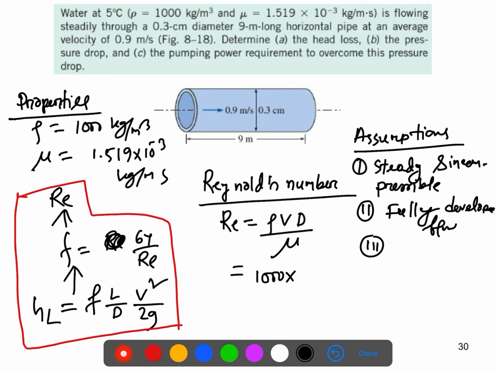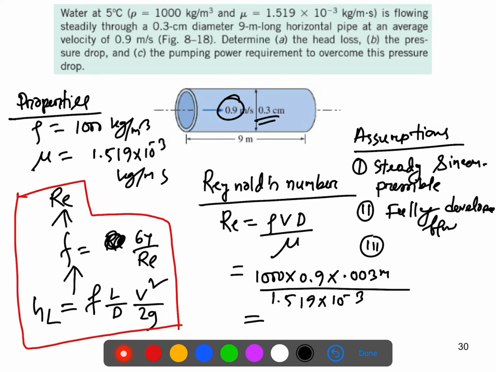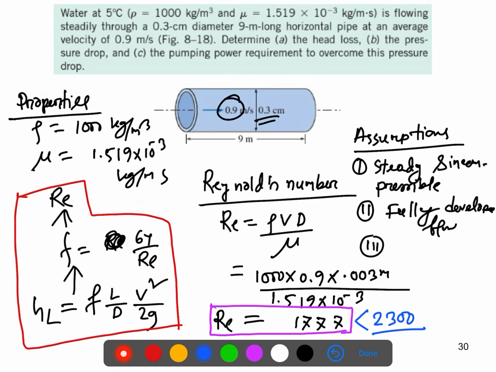density times velocity times diameter over viscosity. Density is 1000, given. Velocity is 0.9. Diameter 0.3 centimeters, so 0.003 meter. And the viscosity 1.519 times 10 to the power minus 3. So the Reynolds number we'll get here is 1777. This is less than 2300, the critical Reynolds number value. So the flow is laminar flow.